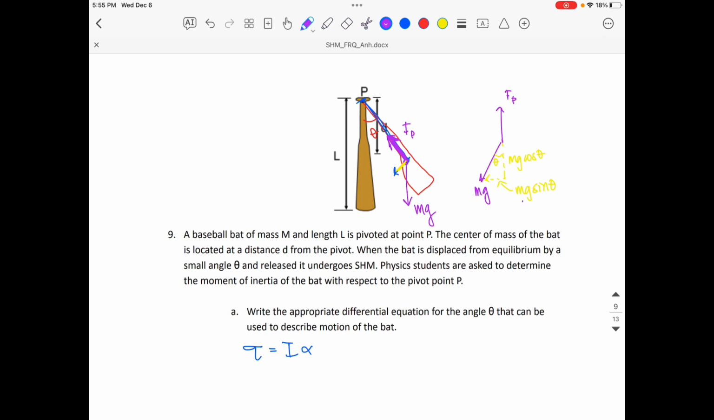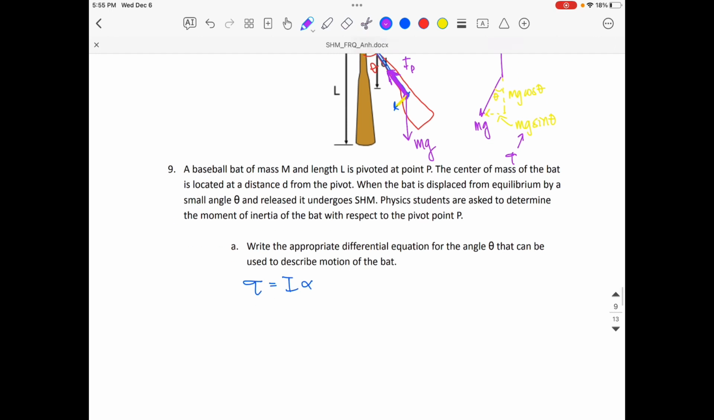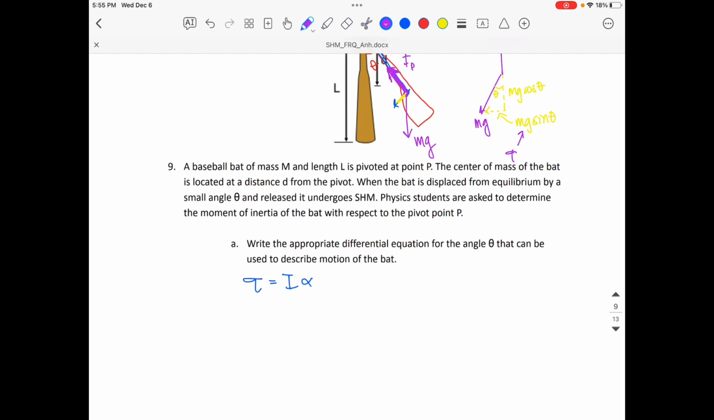So let me use a different color. This is our torque. So now in this scenario, we've got mg sine of theta is equal to I alpha. And what I'm going to add to this is that we have inertia from the rotational axis, not just from the shape of the baseball bat, but because we have a pivot at the end, we have to shift it. In this scenario, we're just going to isolate the alpha. So this is where our differential equation comes in.